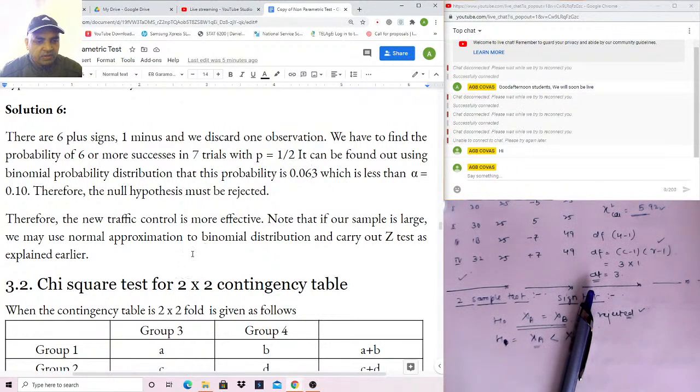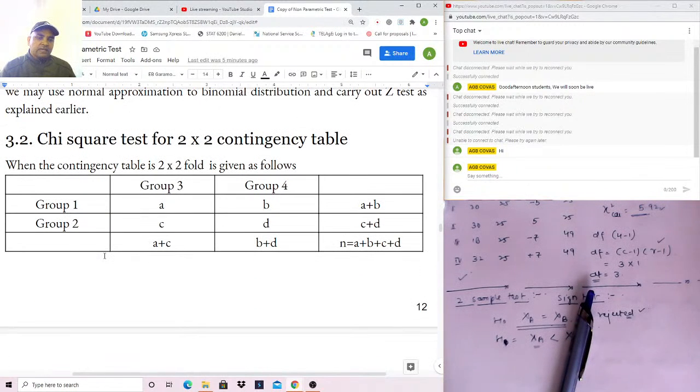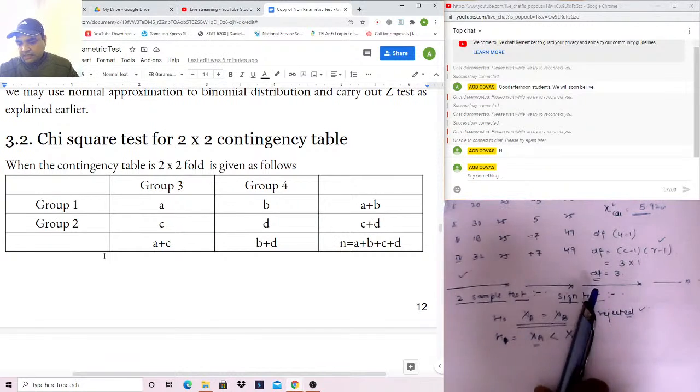So therefore, the new traffic control system is more effective, and note that if our sample size is large, then we may apply the normal approximation of the binomial distribution to carry out a Z test. This I will be showing you in a coming example, how we can use the normal approximation of the binomial distribution. Okay. So our second test is the chi-square test for a 2 by 2 contingency table.